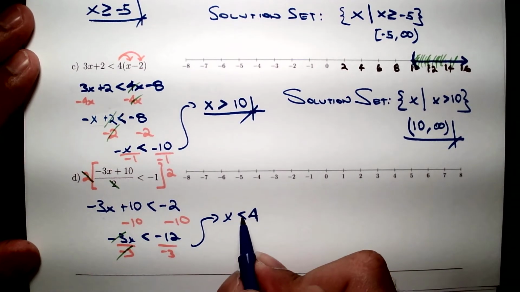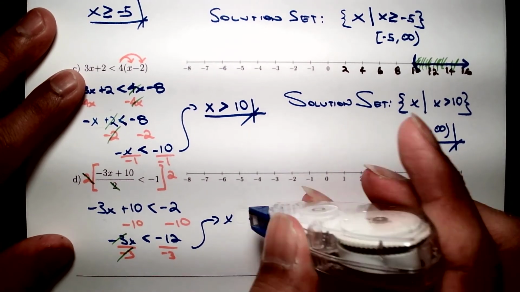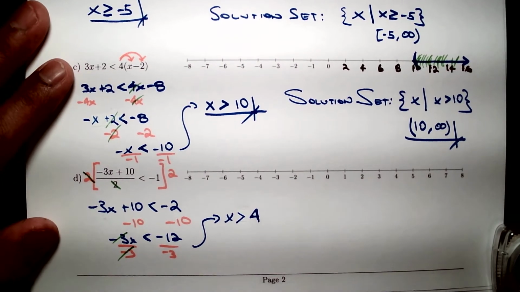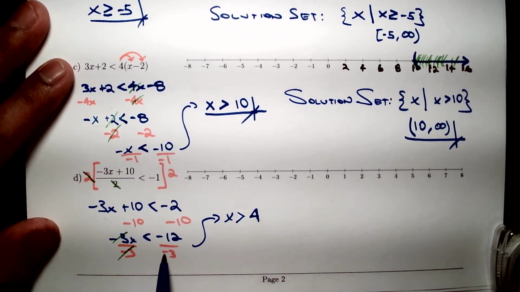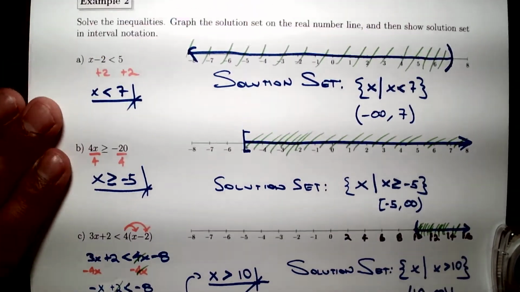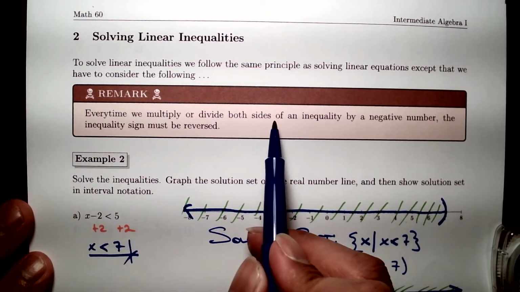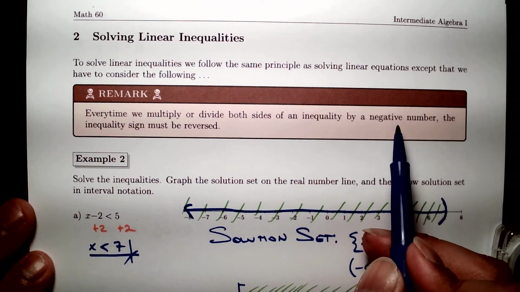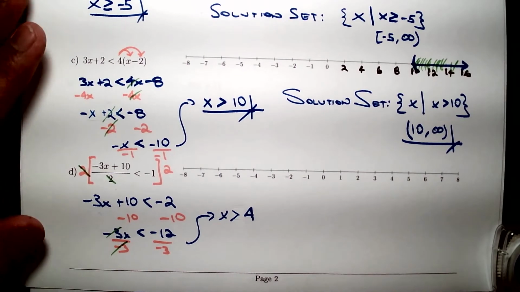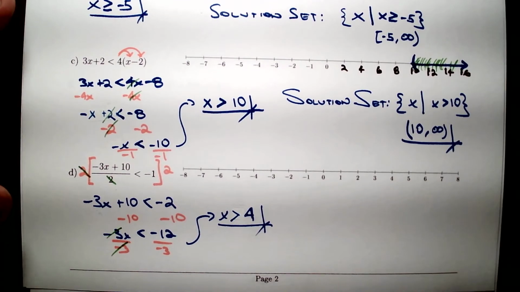All right, did I make a mistake here? Yes. Did you notice I made a mistake? What was I supposed to do? I was supposed to reverse the inequality sign, and that's because we divided by a negative number on both sides of the inequality. Again, we are applying the remark that we have here, that every time we multiply or divide both sides of an inequality by a negative number, the inequality sign must be reversed. Okay, so end of the solution, end of the inequality.